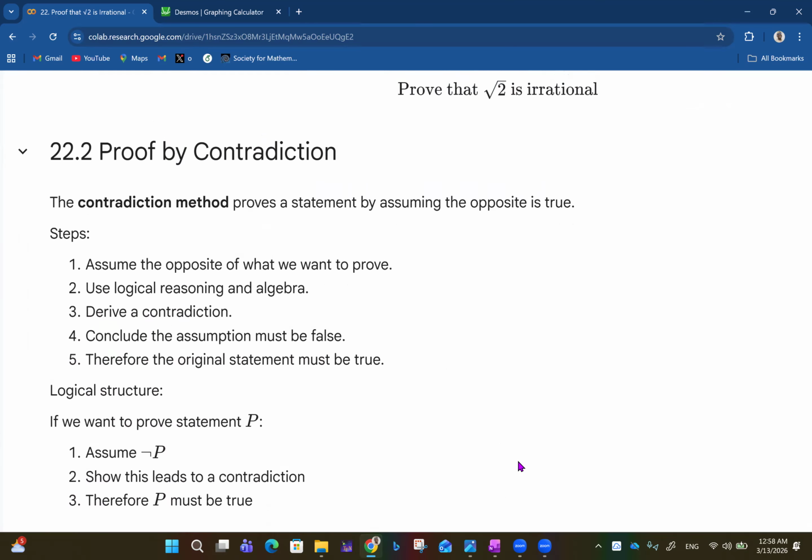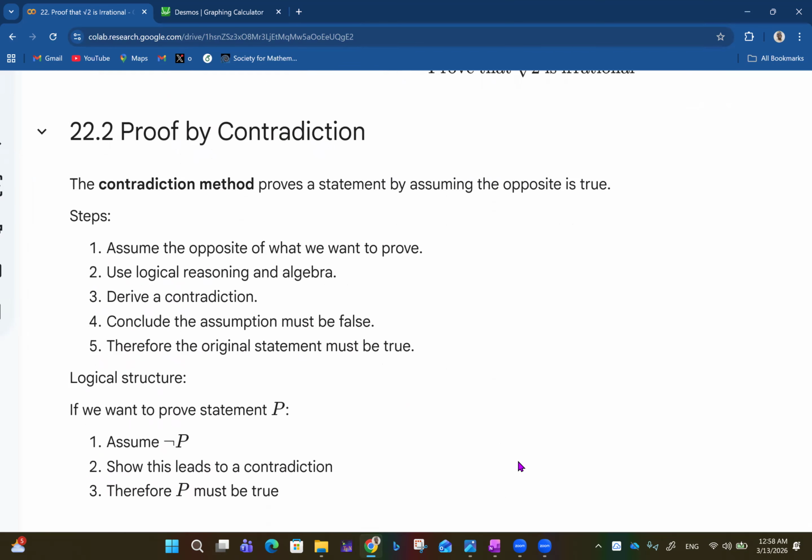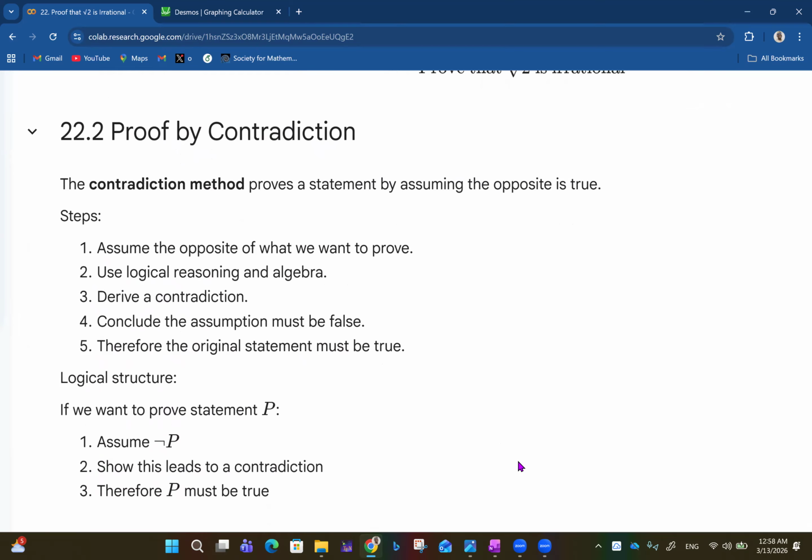So, we need to know something about proof by contradiction. The contradiction method proves a statement by assuming the opposite is true. So you want to prove that Folake is a girl, right? And you start by assuming that Folake is a boy. And then by the time you check everything, you discover that your assumption is wrong. So that establishes the fact that Folake is actually a girl. So if you can establish that Folake is not a boy, then Folake is a girl. That's proof by contradiction, basically.